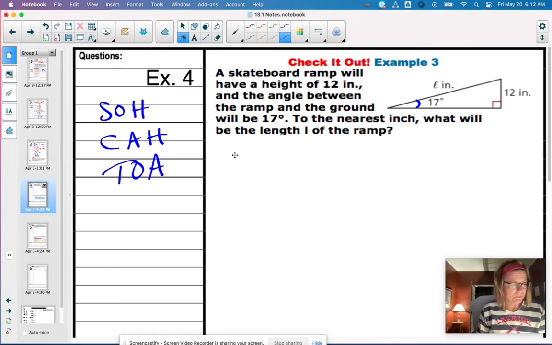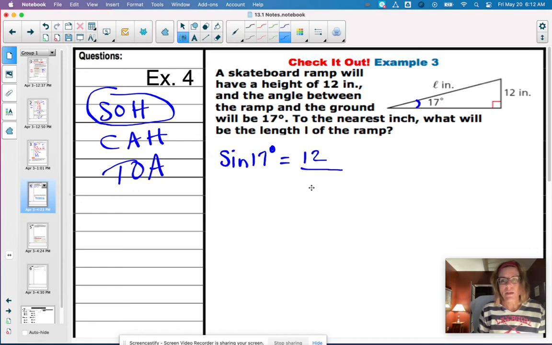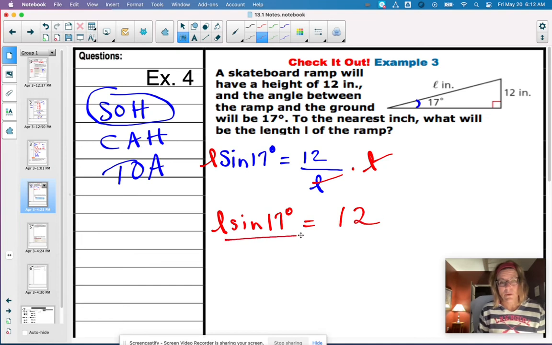So here we go. We know that sine of 17 degrees, so this is the one we're using, is O, which is 12, over L. And what we're trying to find is L. So now, whenever you have a fraction, you want to get rid of it, you multiply both sides by the denominator. So now we have L times sine of 17 degrees. These cancel. And now we're going to divide both sides by sine 17 degrees.